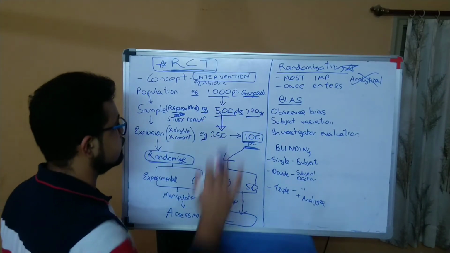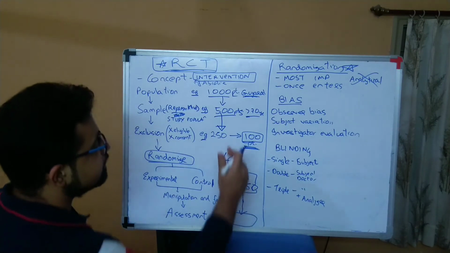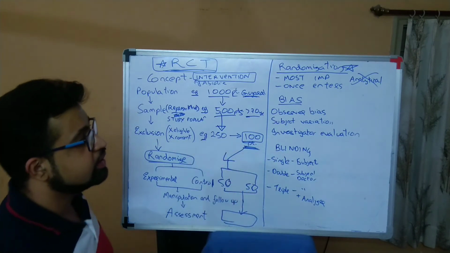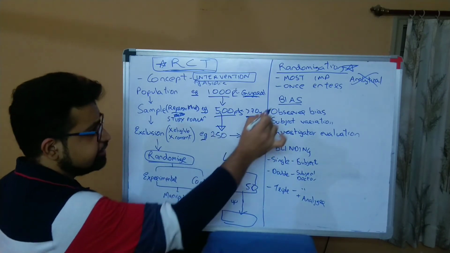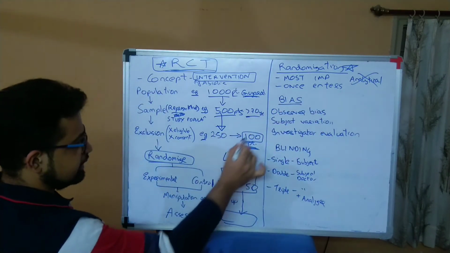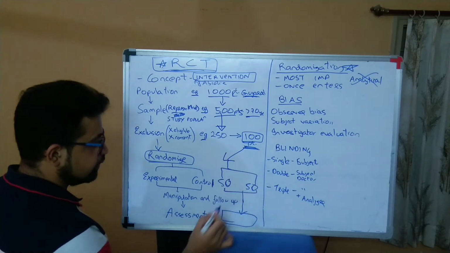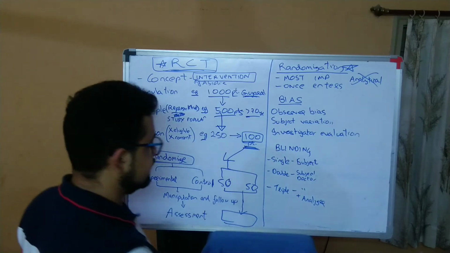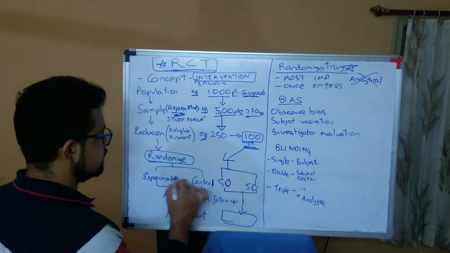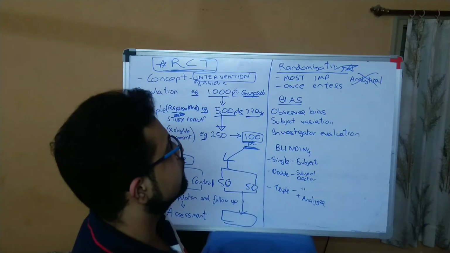As I said, it is the most important, and it is done once the patient enters the study. It is definitely done not before. After the 100 patients enter, then we are going to randomize. Each has an equal opportunity, right? So the 50 patients will be experimental, 50 patients will be control, right?